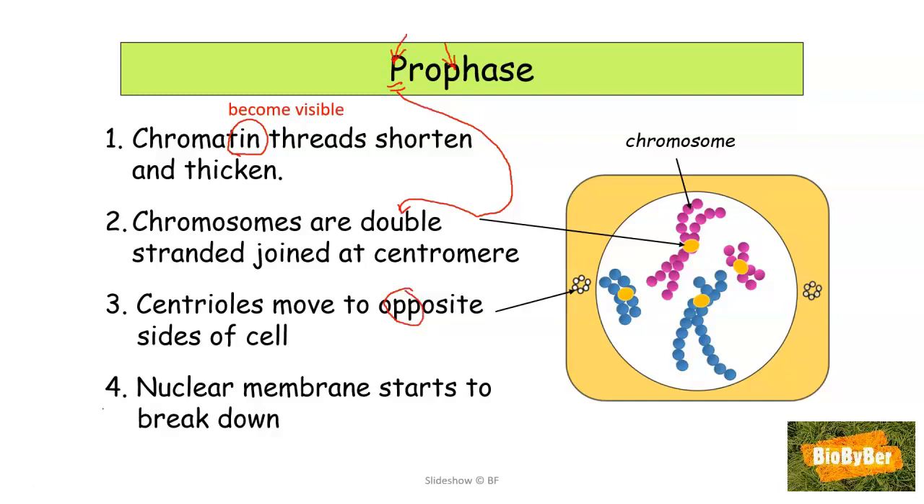So far, we can see the DNA replication. We can see that the chromosomes are double-stranded, that they have photocopied, and we can see in prophase that the centrioles move to the opposite sides of the cell. The nuclear membrane also starts to break down.